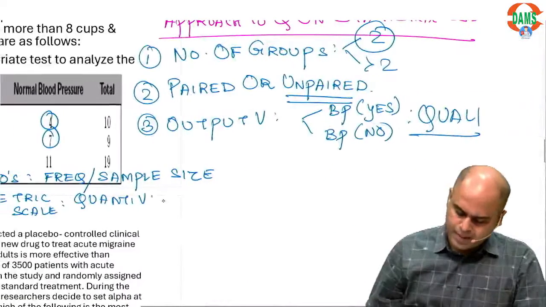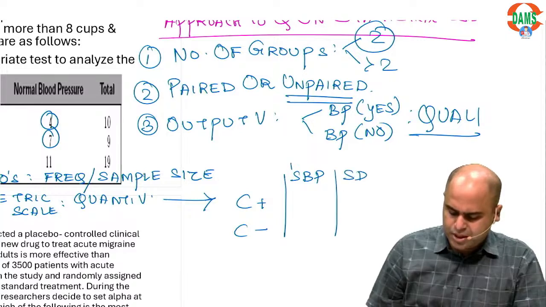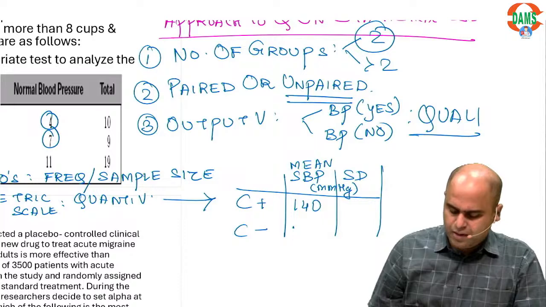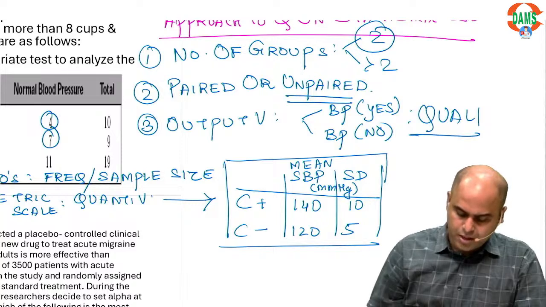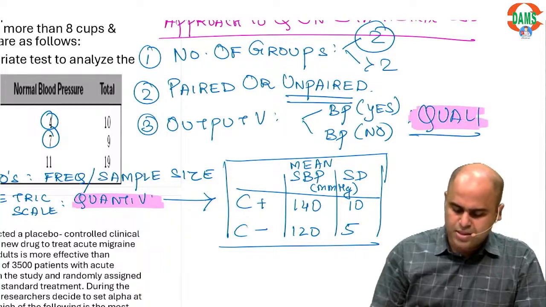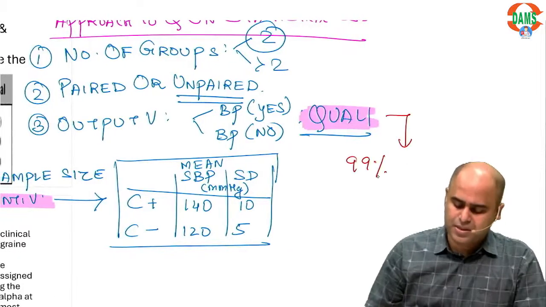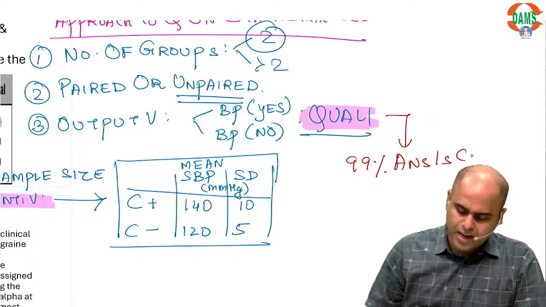What does it mean? If the same question would have been coffee yes, coffee no, systolic blood pressure and standard deviation, both of which written in mm of mercury, 140, 120, 10 and 5, then this variable which you see would have been quanti. Yes guys, but in this question, because I have taken BP yes or no, it is quali. Now the moment it is quali, 99% times answer is chi-square.